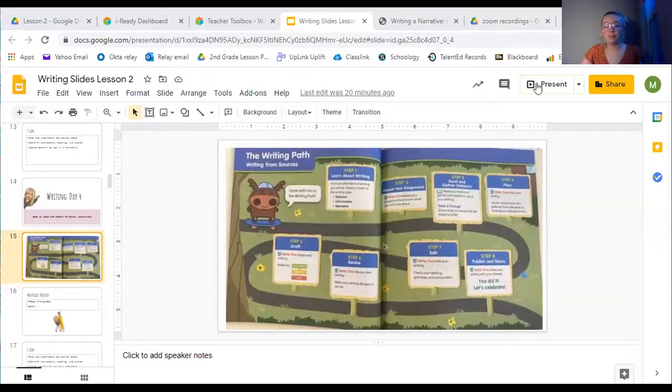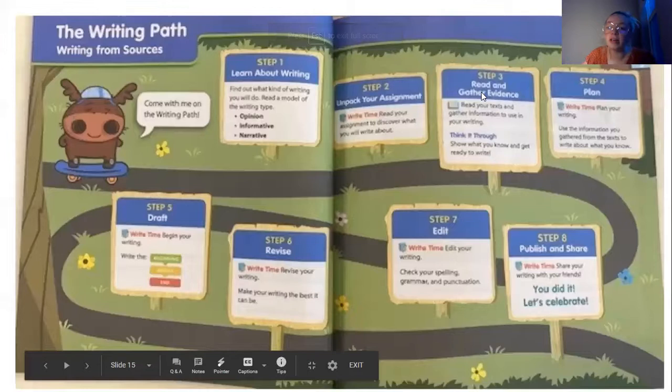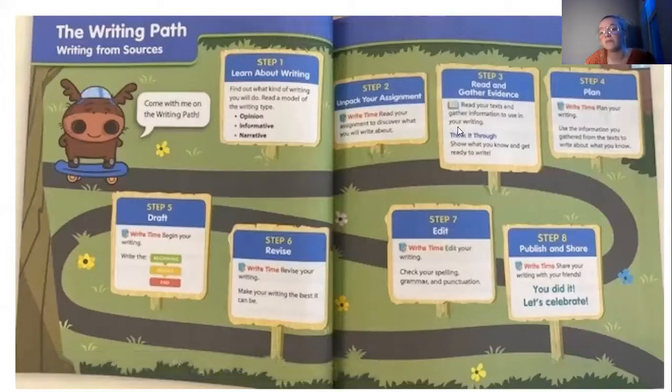Hey, everybody. We are still in step 3, and we still have our same materials as usual. So let's review. Step 3, read and gather evidence. Read your text and gather information to use in your writing. Yesterday we finished up reading our first text, the one called Seeing Differently by Amy Lynn.